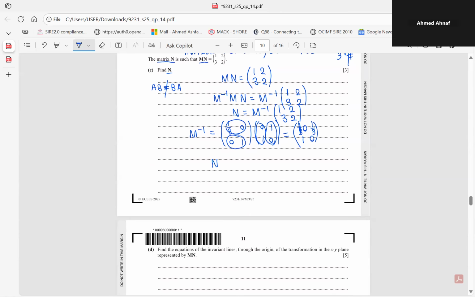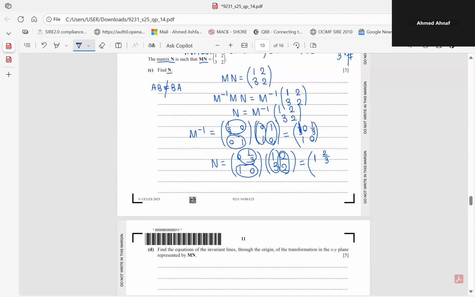Okay, so anyways, this is n equals 0, 1/3, 1, 0 times 1, 2, 3, 2. You can use your calculator to find this or do it manually. So 0 times 1, that's 0, plus 1/3 times 3, that's just 0 plus 1, which is 1. And then 0 times 2, that's 0, plus 1/3 times 2, that is 2/3.